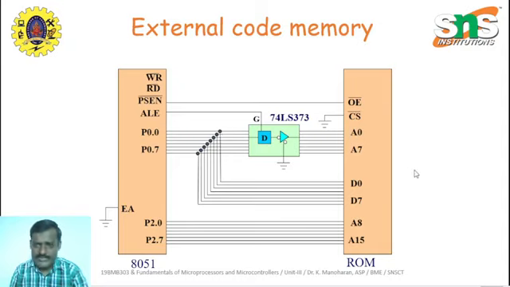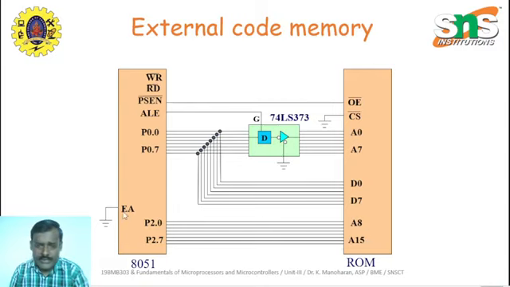Look at the first example, external code memory interface. Code means program memory, that is a ROM interface. Look at the interface. This is the 8051 microcontroller and this is the ROM we are selecting to interface with it. Internally 4 kilobyte ROM is available in this 8051 microcontroller. If it is not sufficient, we can go for the external memory interface. So here external ROM will be interfaced.